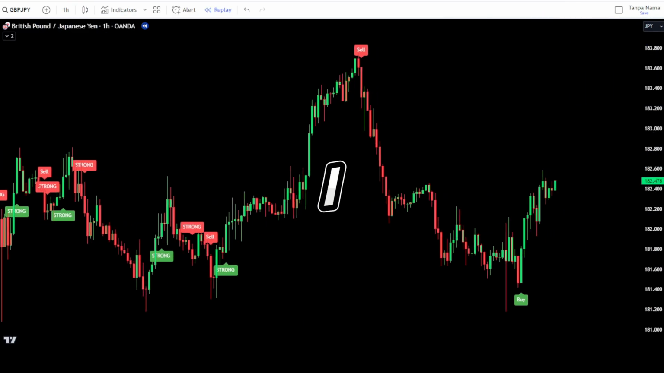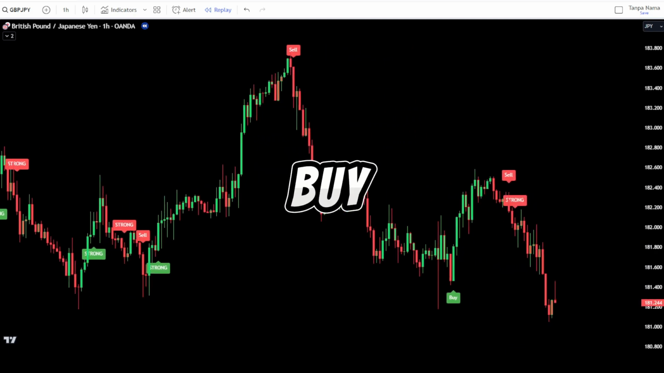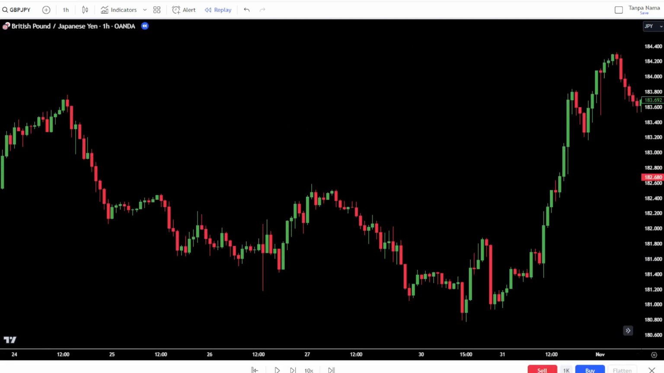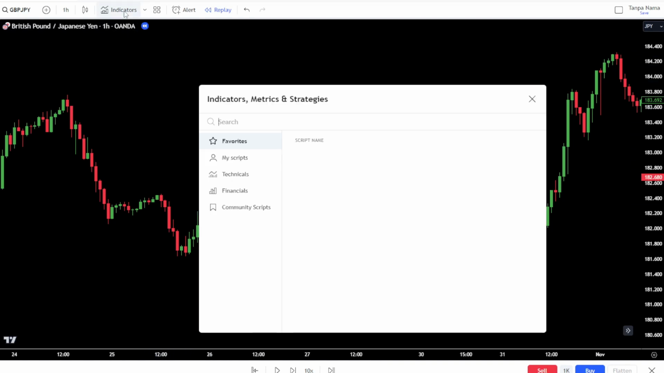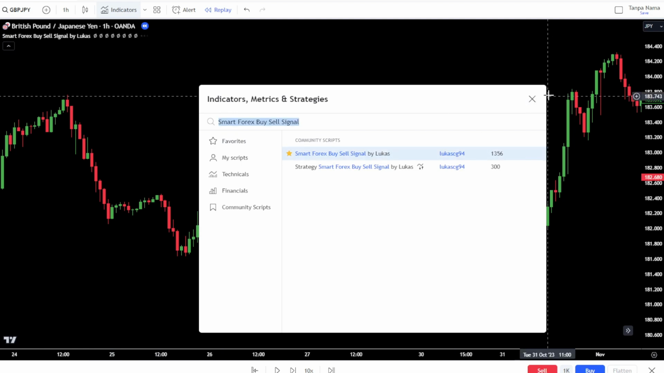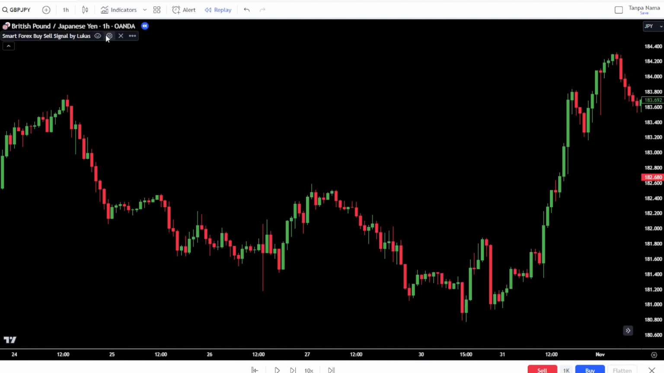The indicator I will use this time is the Smart Forex Buy Sell Signal Indicator. To use it, simply go to TradingView, then navigate to the Indicator Search tab and type Smart Forex Buy Sell Signal. Select the Smart Forex Buy Sell Signal by Lukas. Now, go to the settings of the Smart Forex Buy Sell Signal Indicator.